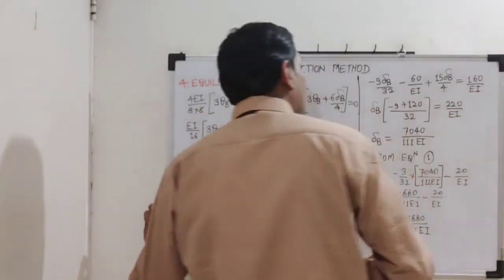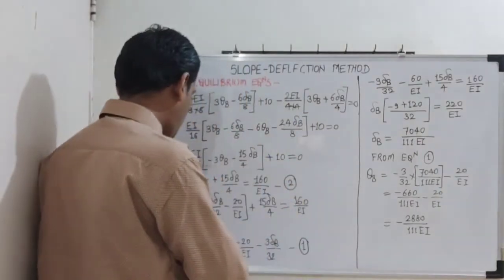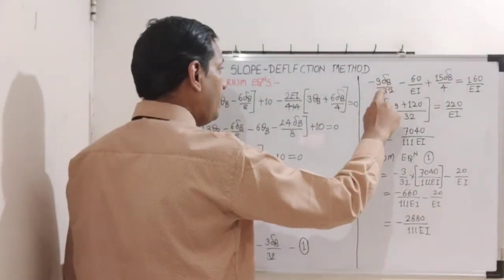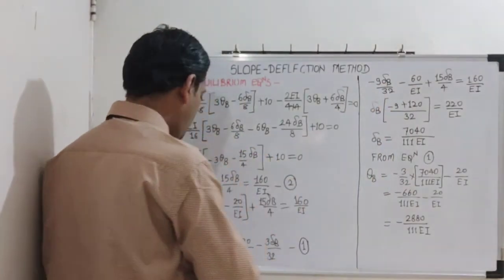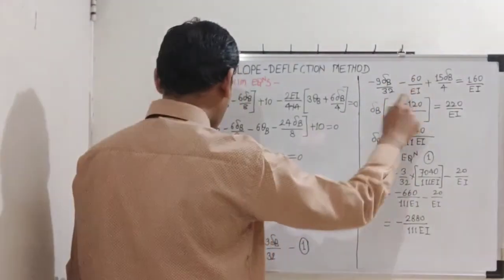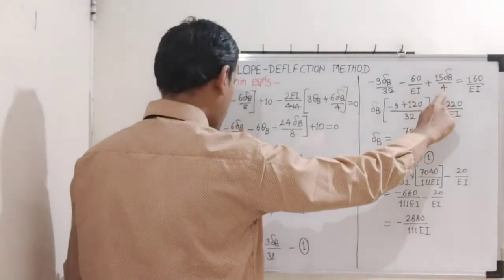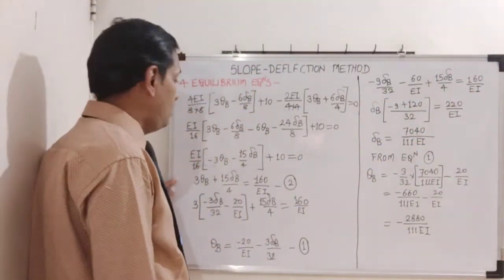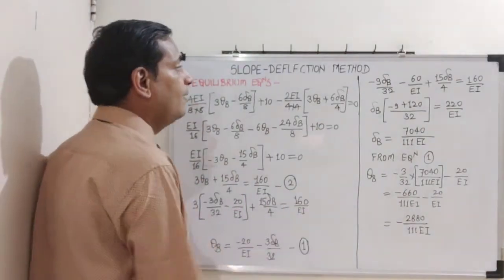I'm just coming here. So 3 into 3, so minus 9 delta B by 32. 3 into 20 is 60 upon EI. Then 15 delta B by 4 is equal to 160 upon EI. Okay, so we have expanded this bracket.